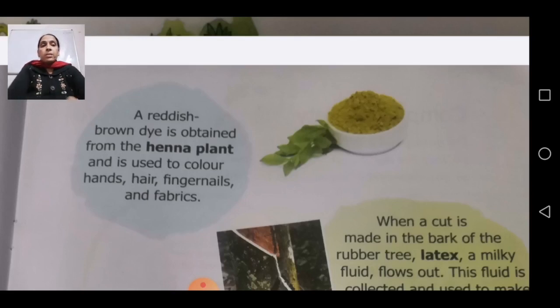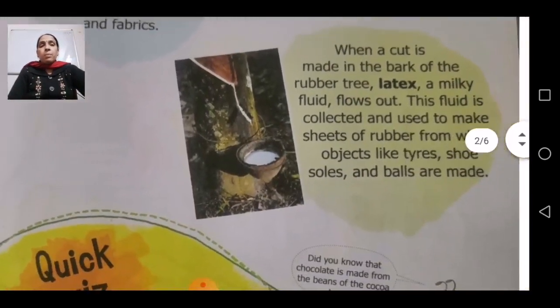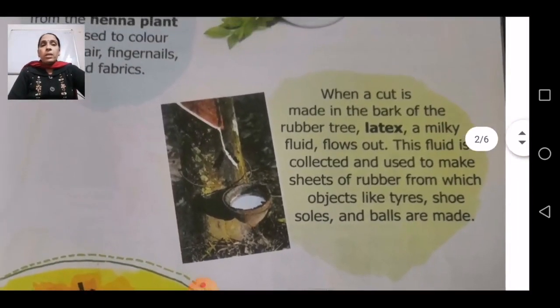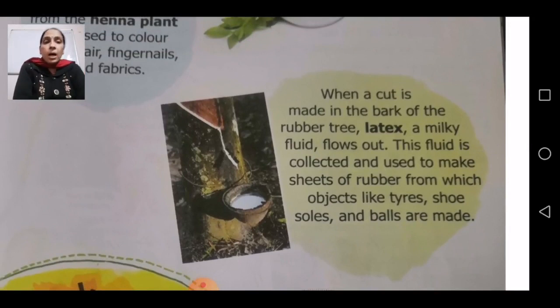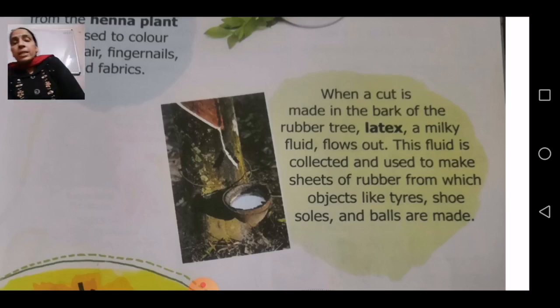Next is the latex or rubber plant. The rubber plant is again an important thing: when a cut is made in the bark of the rubber tree, latex, a milky fluid, flows out. This fluid is collected and used to make sheets of rubber from which objects like tires, shoe soles, and balls are made. So again, this rubber plant is very important, as we are getting latex from it.